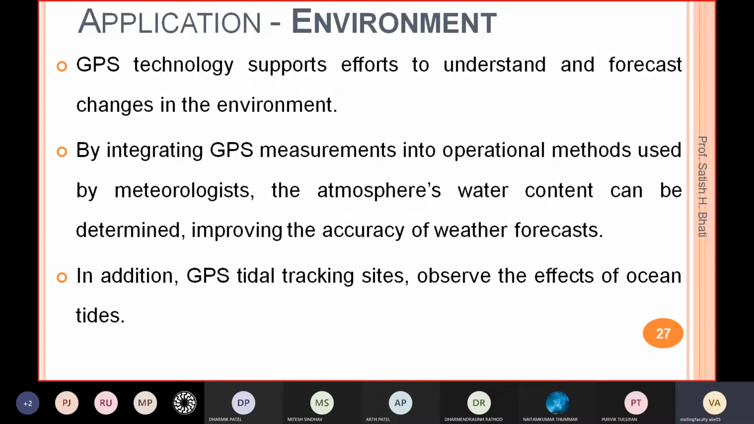Then definitely we will do the forecast. For that also we can use the GPS. And in the ocean, we can observe the effect of ocean tides using the GPS tidal tracking sites. So these are the applications related to environment.